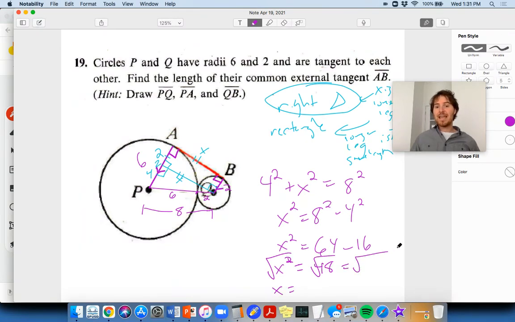Well, we have to think of perfect squares that go into 48. 4 goes into 48 12 times. The problem is 4 also goes into 12, so we can do better than that. 16. 16 goes into 48 how many times? 3 times. So there it is. x equals the square root of 16 times 3, and we can take the square root of 16, which equals 4. So my answer here is 4 root 3. And there we go. We did it.